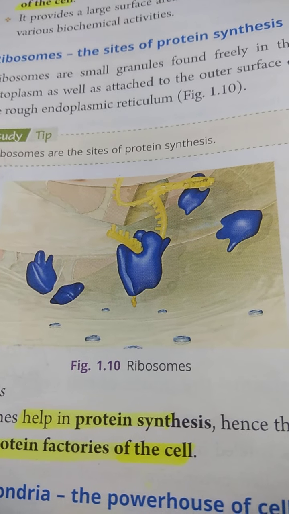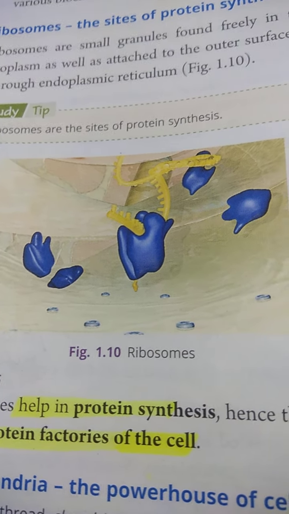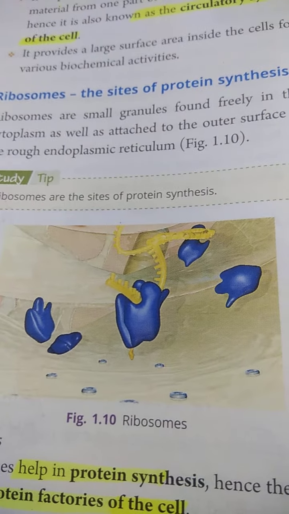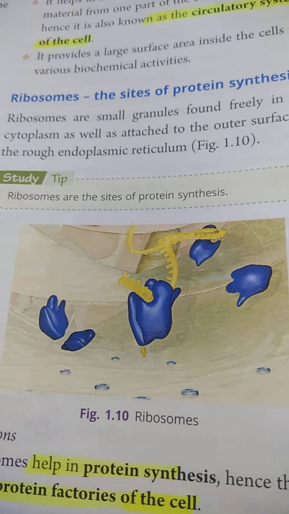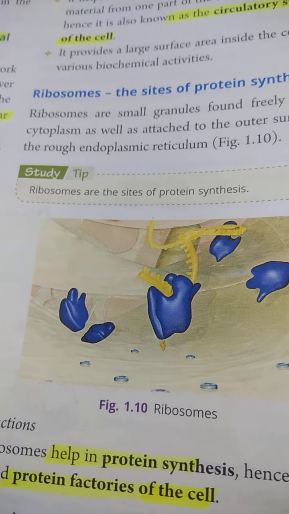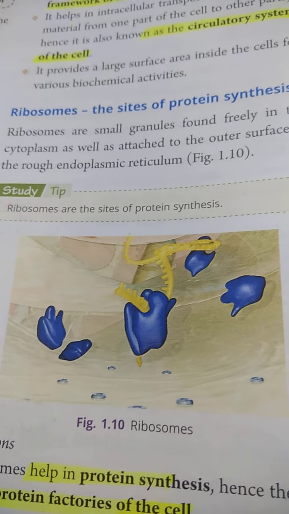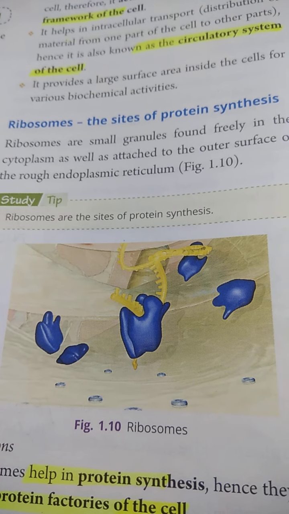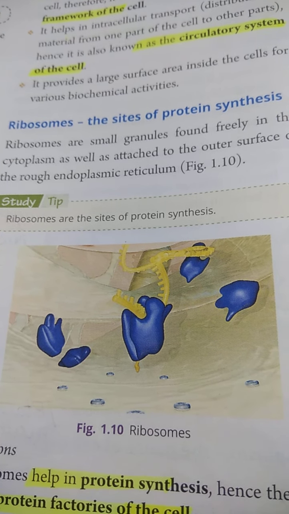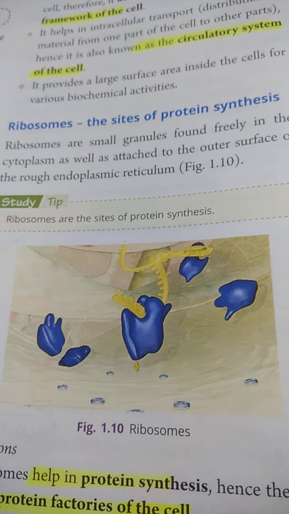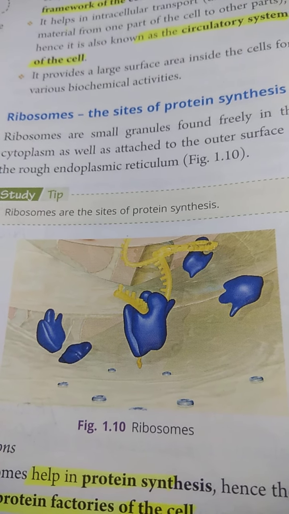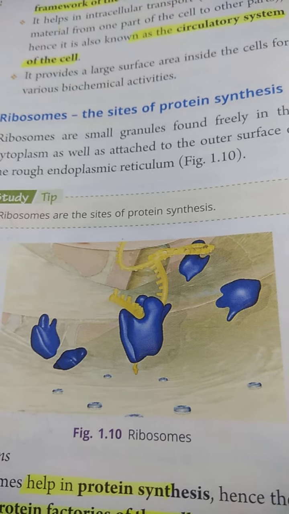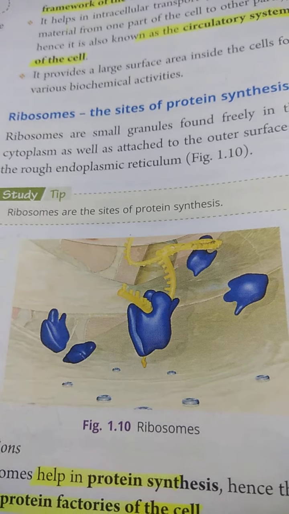Let's start another cell organelle, the ribosome. Ribosomes are freely found granular structures in the cytoplasm. They can be found freely in the cytoplasm, or they can be found attached to the endoplasmic reticulum, and because of that it is known as rough endoplasmic reticulum. And they can be found in prokaryotes as well as in mitochondria and plastids.